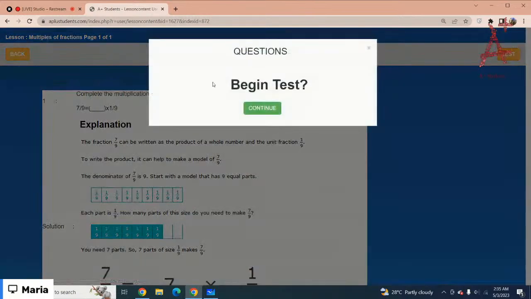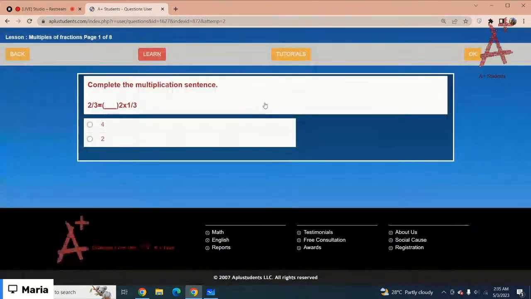Let's just start with the test questions. Okay. 2 over 3 equals the missing number times 1 over 3. You already have missing number written. So 1 by 3 times what number? 1 by 3 times 1 times what number makes 2? 1 times 2 makes 2. That means the missing number is 2. So it would be 2 over 3.